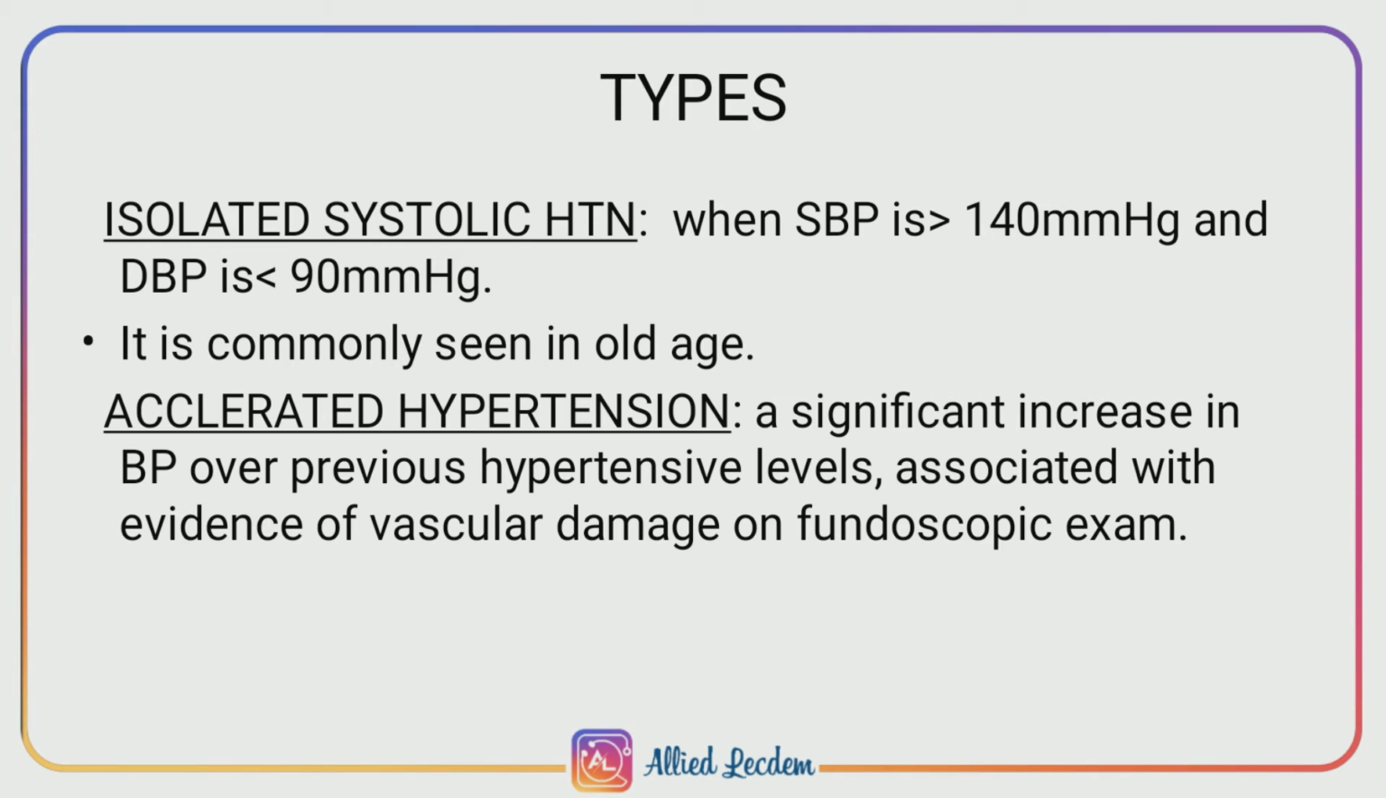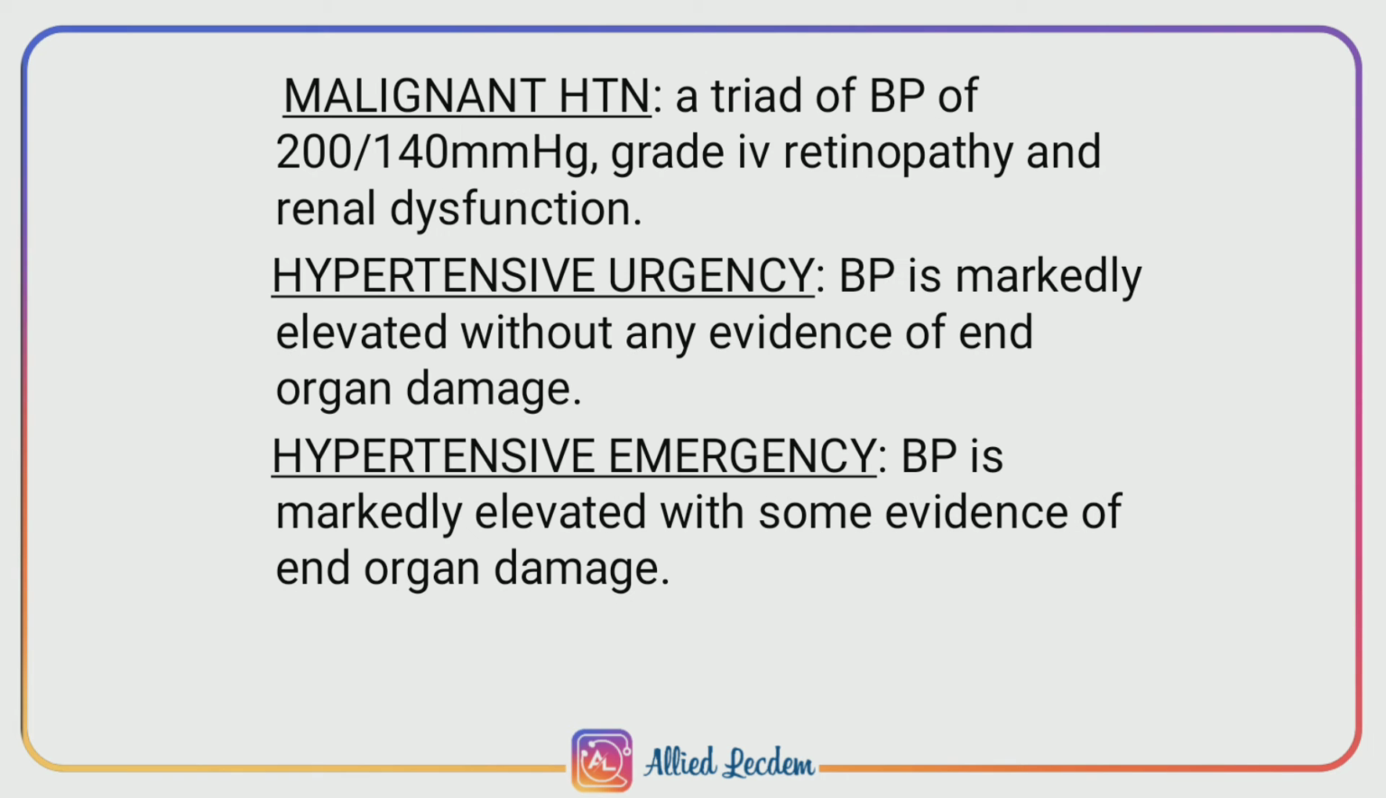Accelerated hypertension. A significant increase in the blood pressure over the previous hypertensive levels associated with evidence of vascular damage on the fundoscopic exam. Malignant hypertension, a triad of BP of 200 by 140 mmHg, grade 4 retinopathy and renal dysfunction.